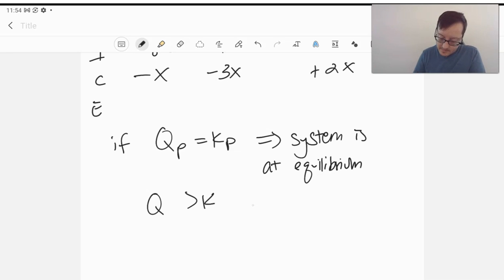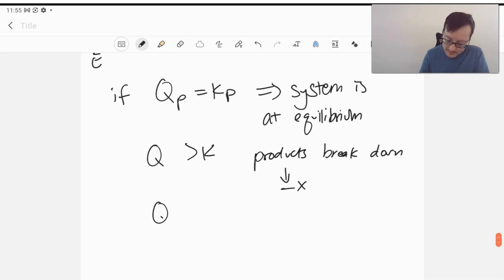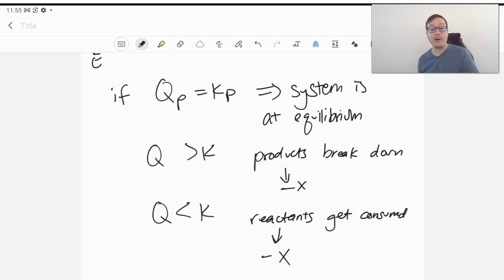that means that we have too many products, so products break down. And so the products will get the minus x, whatever they happen to be. In this reaction, we had a coefficient of 2, so we had minus 2x. If Q is less than K, then the reactants get consumed, and therefore, the reactants get the negative x, and then the products get the positive one.